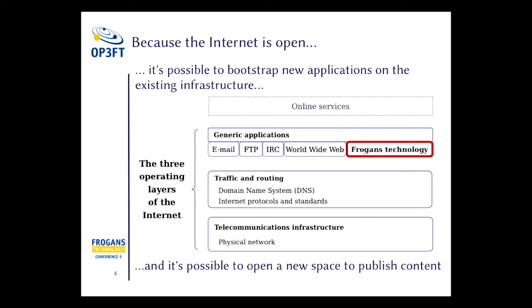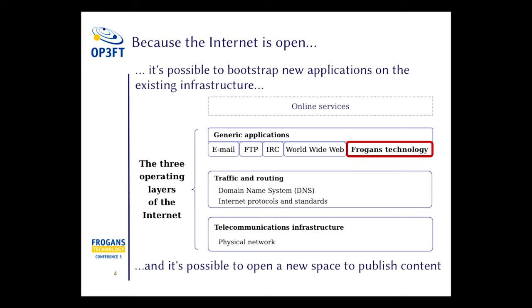I know that in this school you study telcos. A lot of you are probably familiar with this kind of architectural layers. So here we have internet, which we've simplified in three layers. We could probably add additional layers, but let's stick to three. So the Frogans technology here is at the third level, which means that it uses the two other layers, the traffic and routing layers of the web.